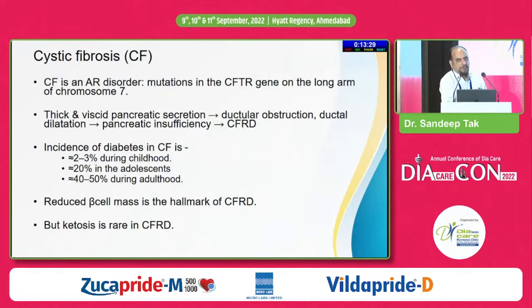Cystic fibrosis is not very common in our situation. It's more of a West European problem. Briefly discussing, basically there is a thick viscid pancreatic secretion that causes ductal obstruction and ultimately pancreatic destruction and pancreatic insufficiency. As the age progresses, incidence of diabetes increases from 2 to 3% in early childhood to almost 50% in adults. But ketosis is rare in cystic fibrosis related diabetes.